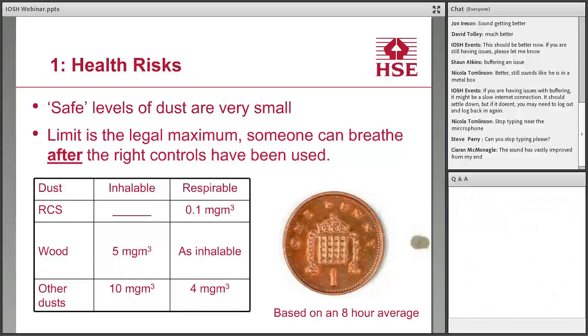And while wood dust and other dusts are higher, we're still talking about really, really small amounts. So there's high risk, and high standard controls are expected because of that.